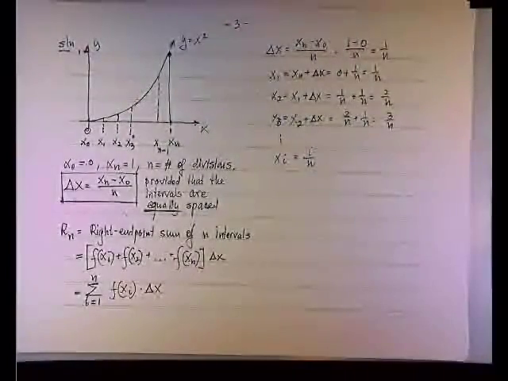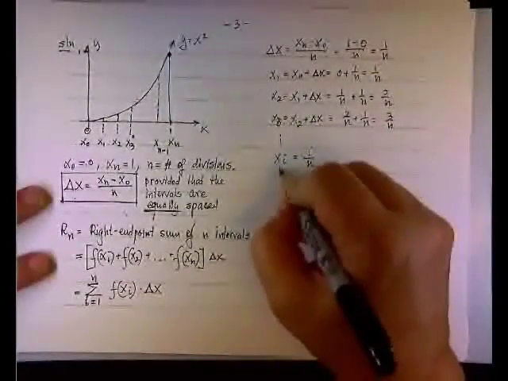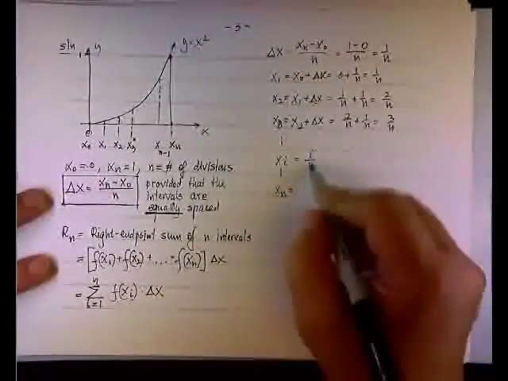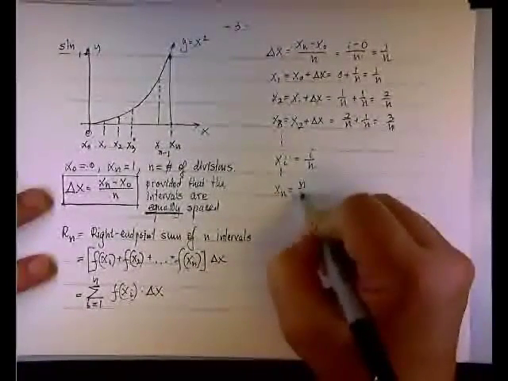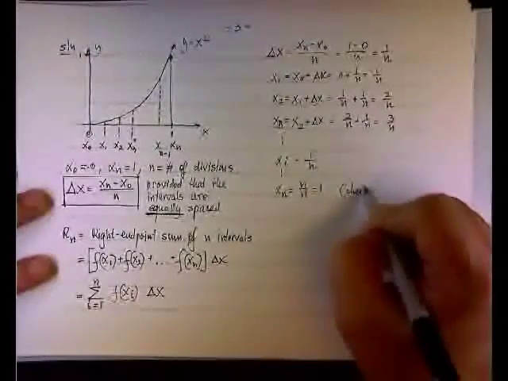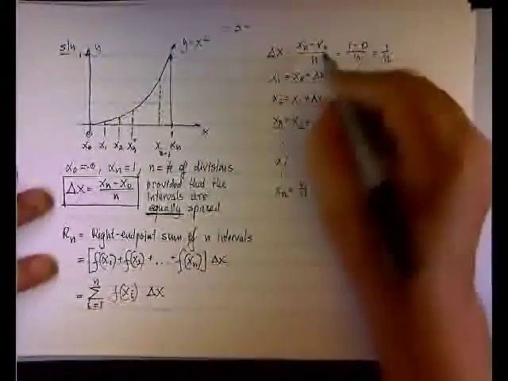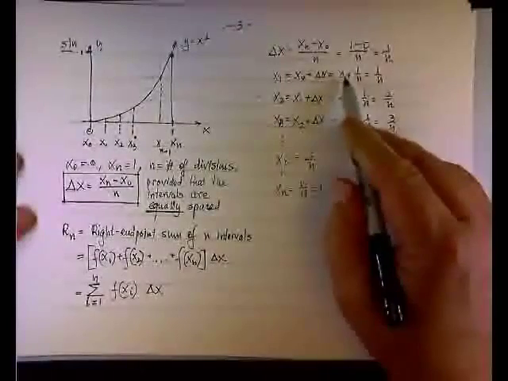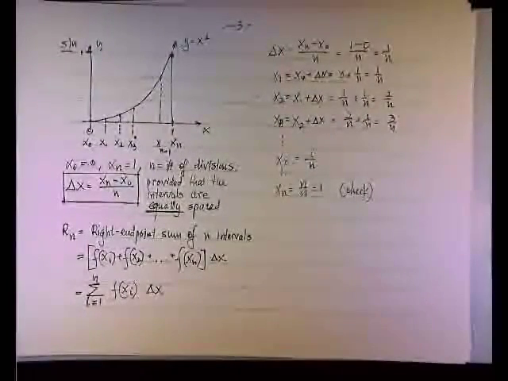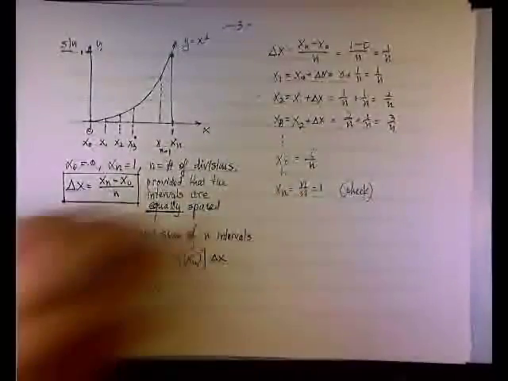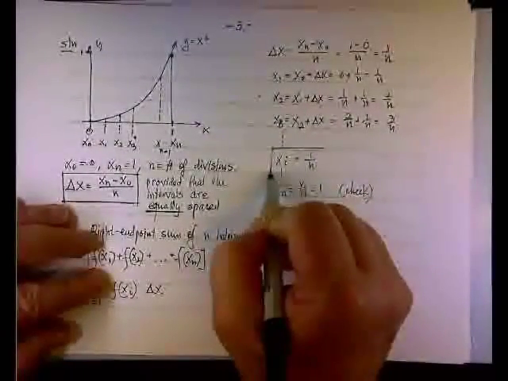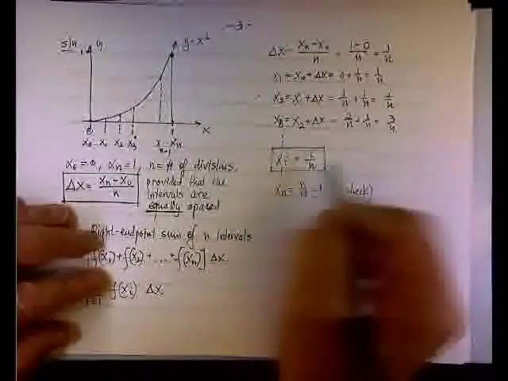To verify that this is correct, put x sub n, and if i equals n, then you have n over n. Indeed, it's equal to 1, so this is just a check. We start at 0, x sub 0 is 0, we can see it here, and then we end up at 1. So the important part is that x sub i is i over n.